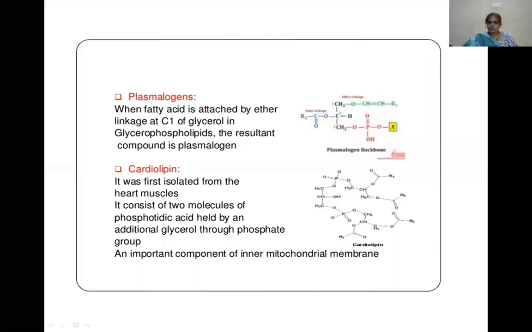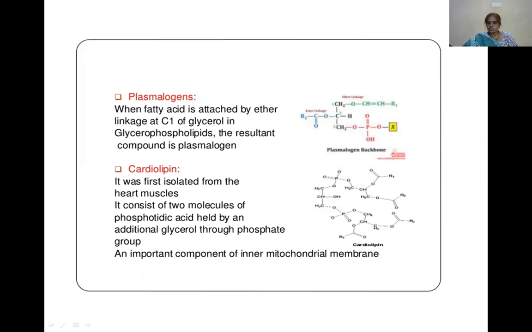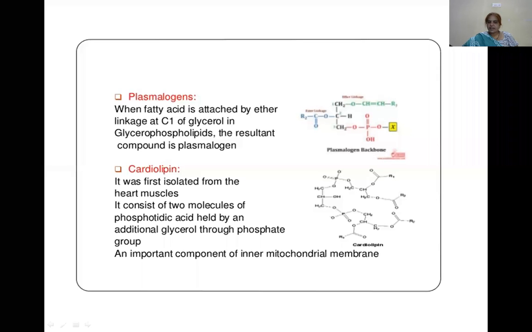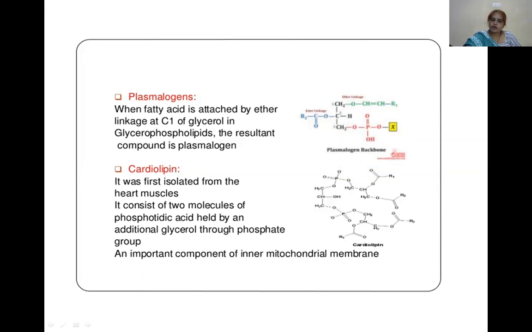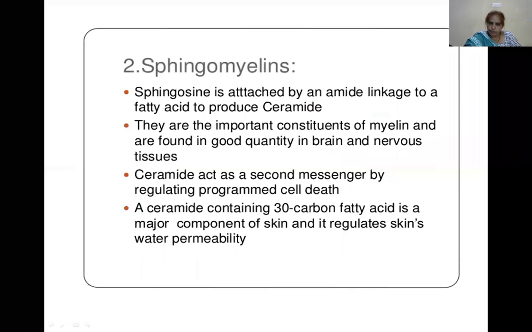Cardiolipin is first isolated from the heart muscle. It consists of two molecules of phosphatidic acid held by an additional glycerol through the phosphate group. It is an important component of the inner mitochondrial membrane.